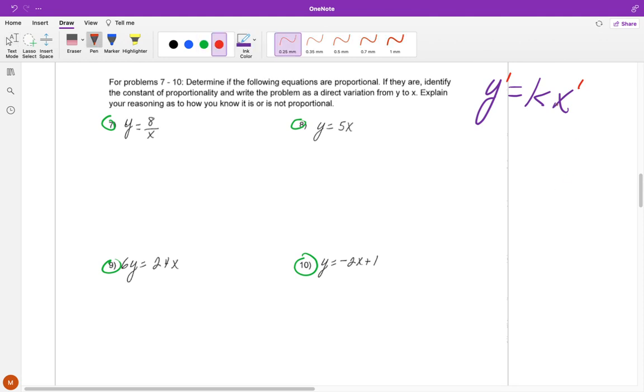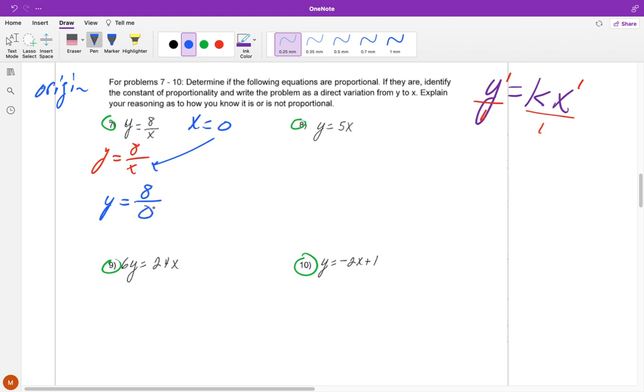And then the other thing is both of our x and y's are in our numerator here, because I can write these over 1, so they're both in our numerator as well. Here, we have y is equal to 8 over x. Well, one of the things it has to do is pass through the origin. So if I say x is equal to 0, I can substitute that in to help me solve for what y is. But I can't divide by 0. It's undefined. So since we can't actually do that, that means x can never be 0. So if x can never be 0, that means it cannot pass through the origin.